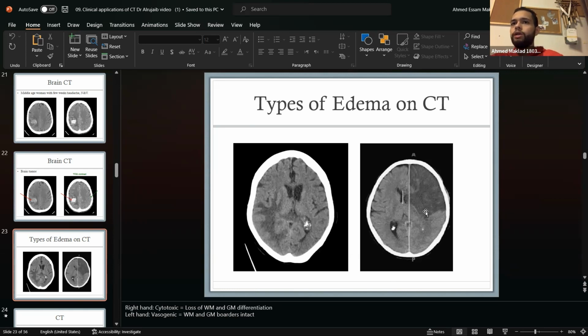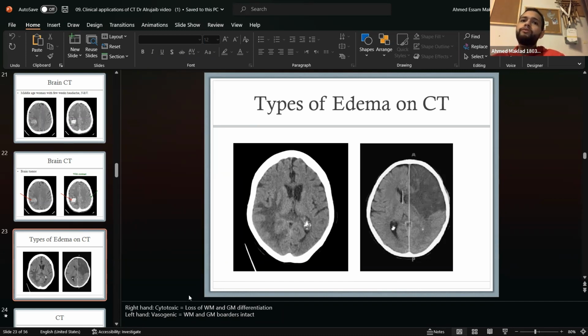So if you take a look here, right? Can you show me where the white matter starts and where the gray matter starts? Probably can't, right? Because well, I can't. But if you look right here, you can see that this is the white matter, and you can see it starts becoming darker, right? So this is the gray matter right here. So here you can see the differentiation, but here you can't. And this is what we call loss of the white matter gray matter differentiation, or the barrier differentiation. And this is characteristic for cytotoxic edema.